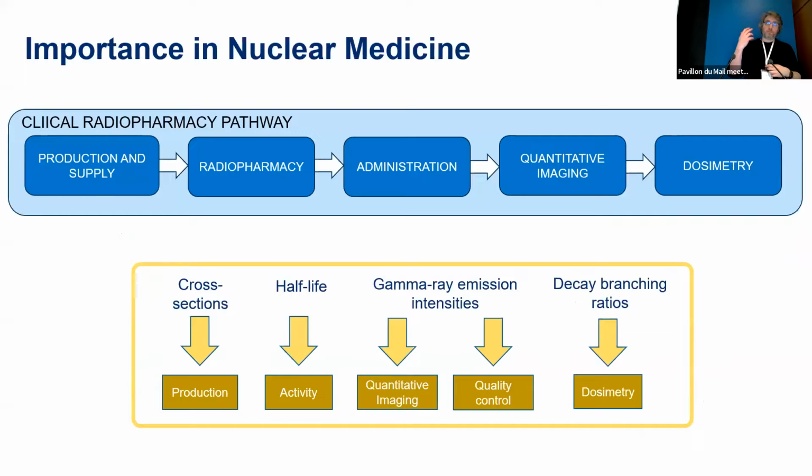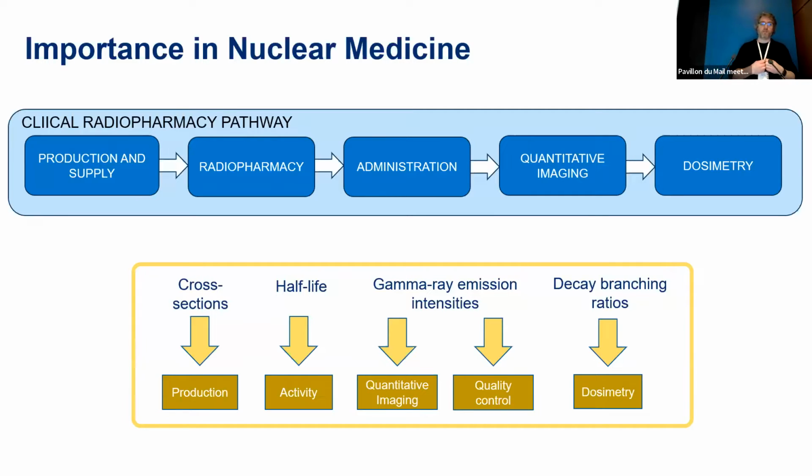So why have I just gone through some really, really basic radiation physics or nuclear physics? It's essentially all of this nuclear decay data are measurable quantities, and they all have some impact within nuclear medicine at some point in the clinical radiopharmacy pathway. So we have production and supply, all the way through the preparation of the radiopharmaceutical, administration, quantitative imaging, and then dosimetry. So there's some examples at the bottom of the slide where we have where the cross sections go into production. Obviously, half-life is very important for activity.